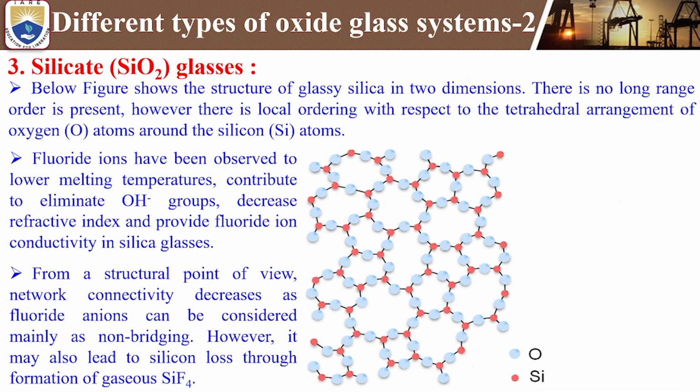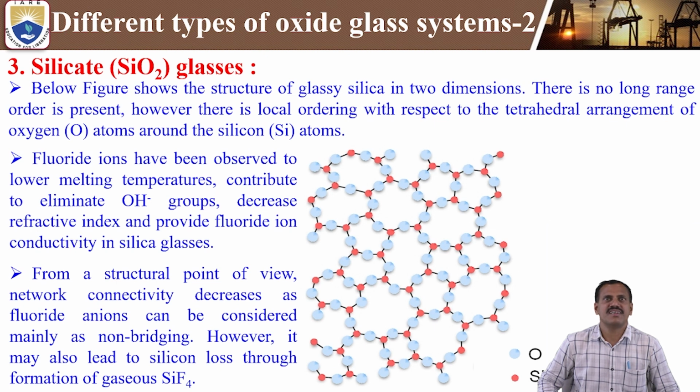Next, coming to the silicon dioxide structure. The figure below shows the structure of glassy silica in two dimensions. There is no long range order present, because glasses have short range order, whereas crystals have long range order. However, there is local ordering with respect to the tetrahedral arrangement of oxygen atoms around the silicon atoms, which plays a very important role in silicate glass systems.